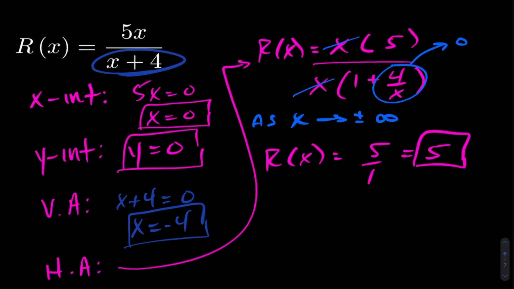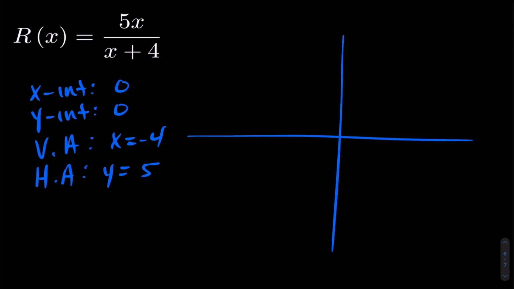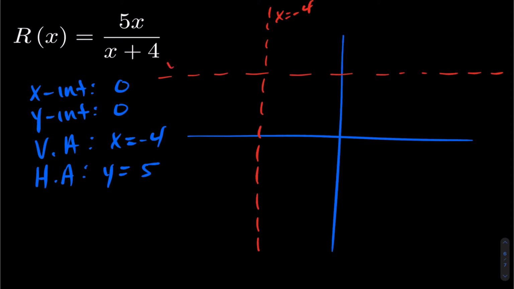Let's summarize all the information we found and graph our rational function. All right, so we've got everything summarized here. I have a vertical asymptote at negative 4, so let's make that somewhere about here. I'm going to label that x is minus 4, and a horizontal asymptote at 5, so I'll go ahead and label that here. This is going to be y is 5. I have an x-intercept and y-intercept at 0. And now we've got our graph labeled for ourselves.